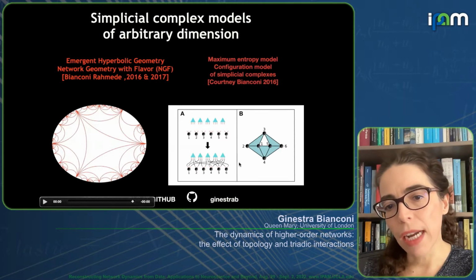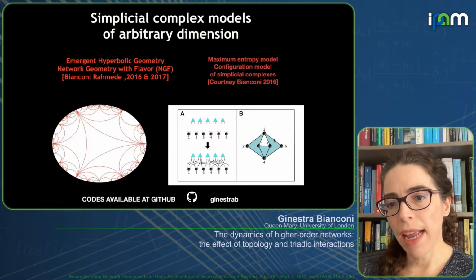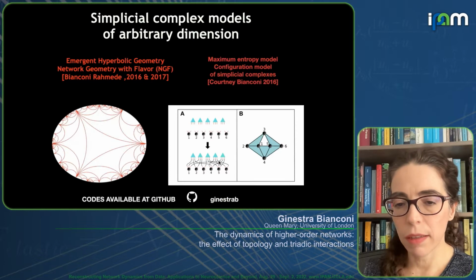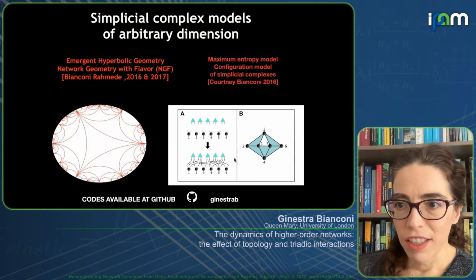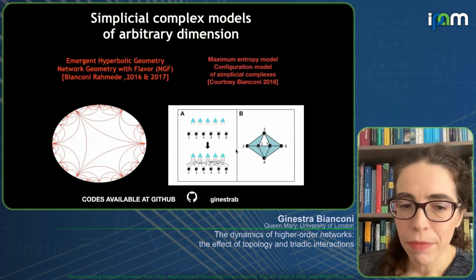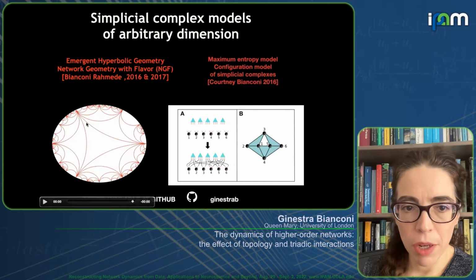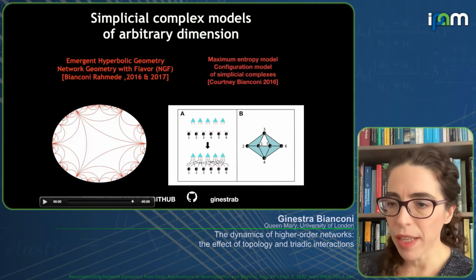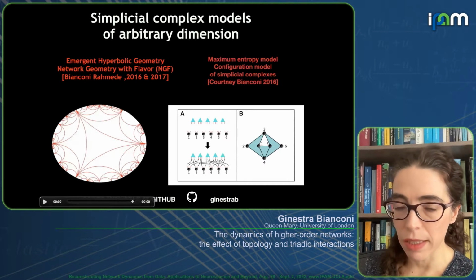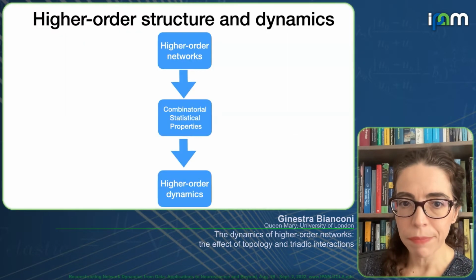And on the other side, we have maximum entropy models. These are typically the equivalent of a random graph. So they are not geometrical in nature, while these NGF are very geometrical. So they can constitute a playground to study dynamical processes on top of it.